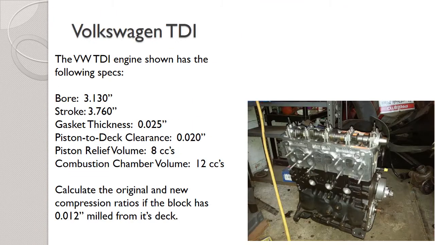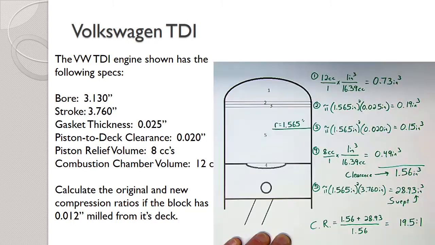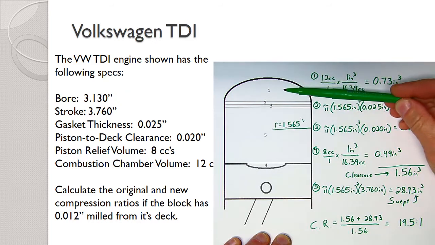Okay, and one more case to wrap this up. A VW TDI engine has a 3.130 inch bore, 3.760 inch stroke, 25 thousandths gasket, and 20 thousandths piston to deck. Piston reliefs are 8 cc's and the combustion chambers are 12 cc's. Let's calculate the original compression ratio and the new compression ratio if the block has 12 thousandths milled from its deck. Well, for starters, we'd work through our 5 volumes.